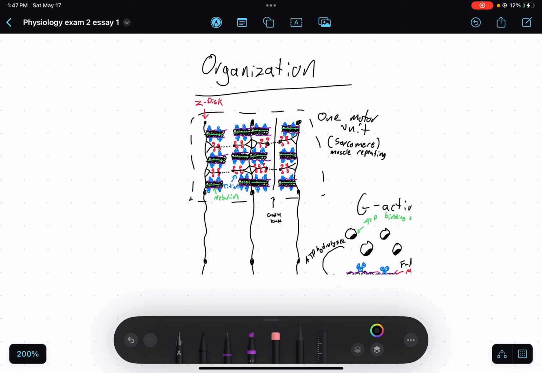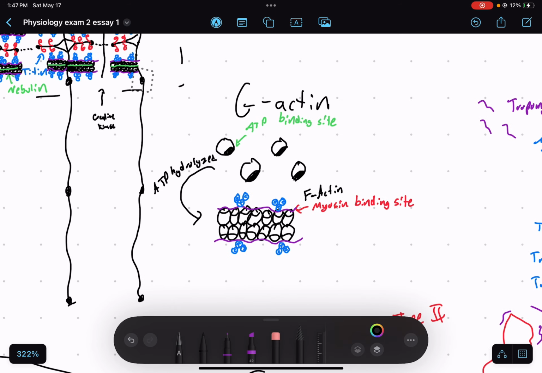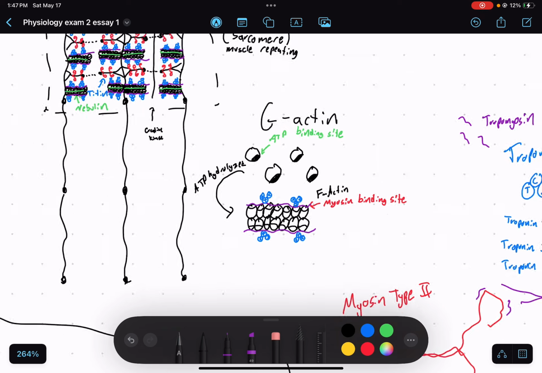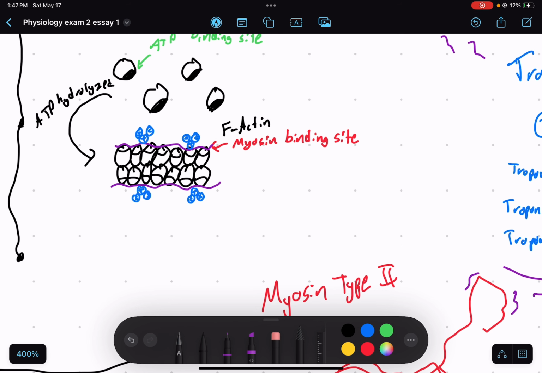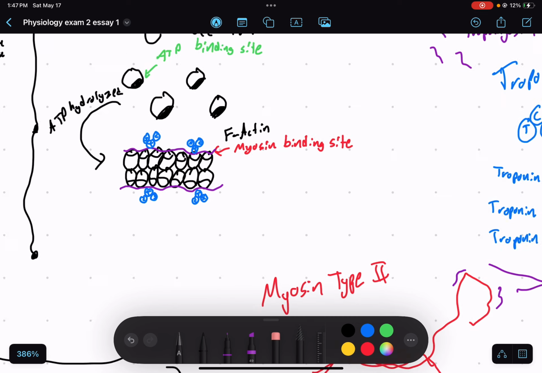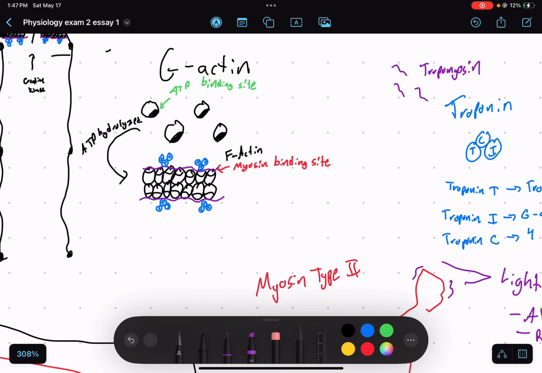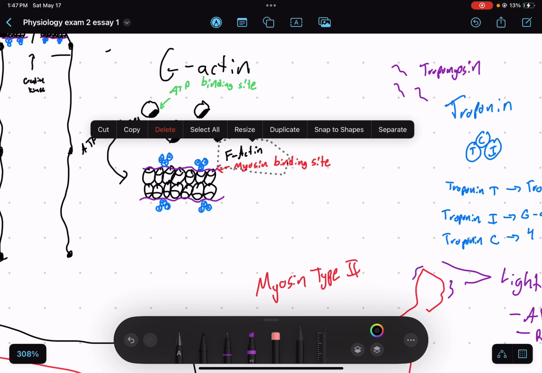So we're going to talk a little bit more about G-actin. On the G-actin, you have those ATP binding sites. Whenever the ATP is removed from those binding sites by hydrolysis, that allows the site to be regulated and allow myosin to bind to it. The G-actin along with the tropomyosin and the troponin is what makes up the F-actin.